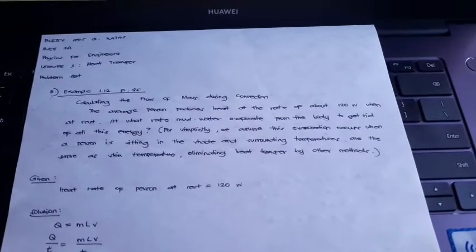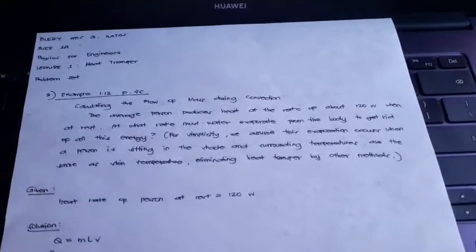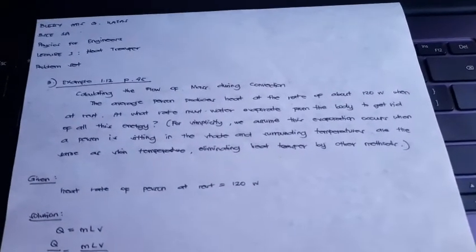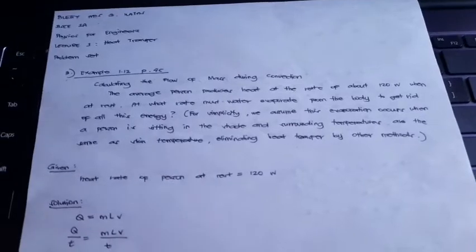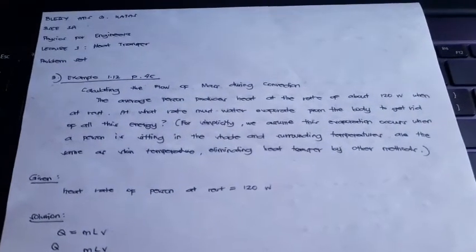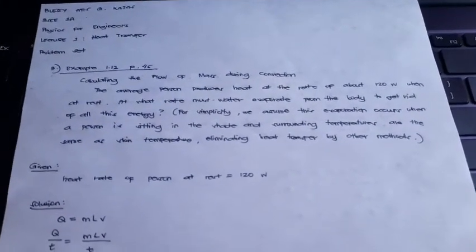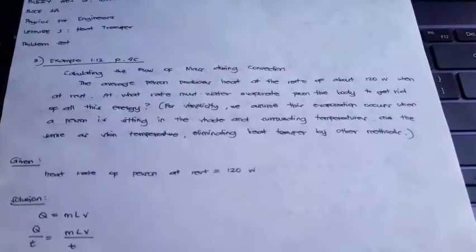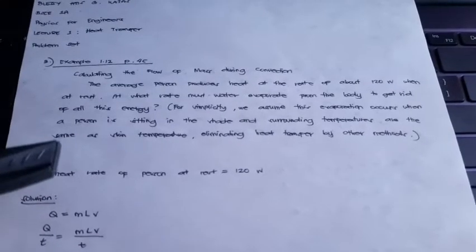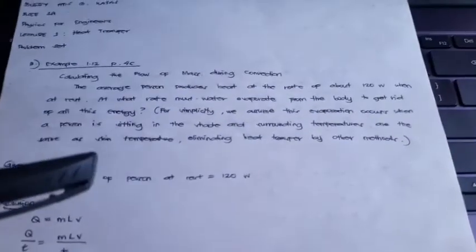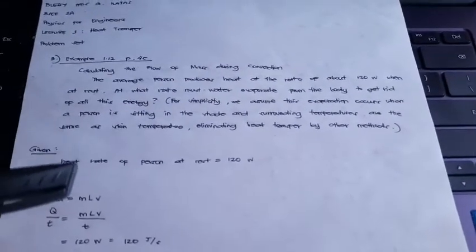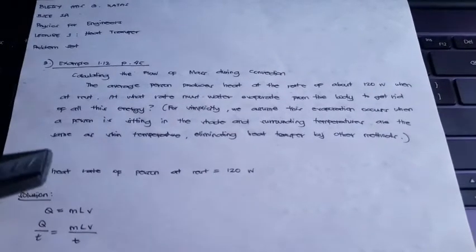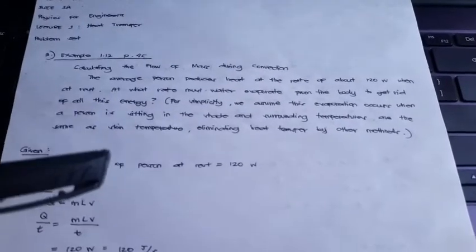So let's proceed to problem set number 3, example 1.12 on page 45. Calculating the flow of mass during convection. The average person produces heat at the rate of about 120 watts when at rest. At what rate must water evaporate from the body to get rid of all this energy? For simplicity, we assume this evaporation occurs when a person is sitting in the shade and surrounding temperatures are the same as skin temperature, so eliminating heat transfer by other methods.